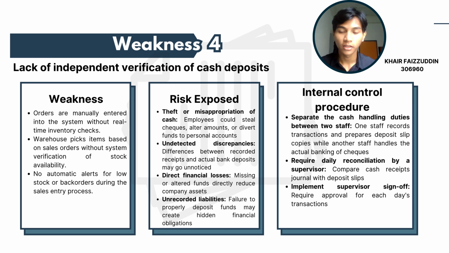Lastly, we will look at the internal control procedure, in which we will separate the cash handling duties between two staff. One staff records the transaction and prepares the deposit slip copy, while another staff handles the actual banking of checks. Next, we would require daily reconciliation by a supervisor, which will compare the cash receipt journal with deposit slips. Lastly, we would implement supervisor sign-off, which requires approval for each day's transactions.